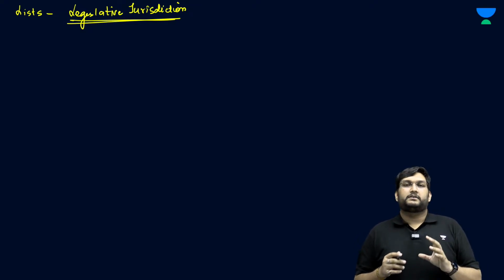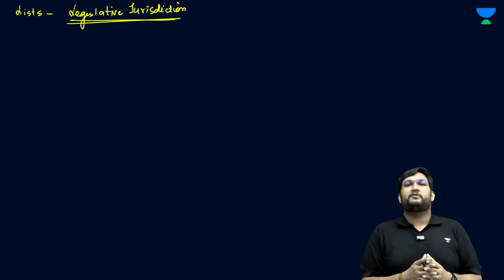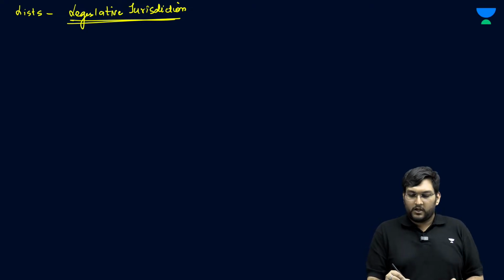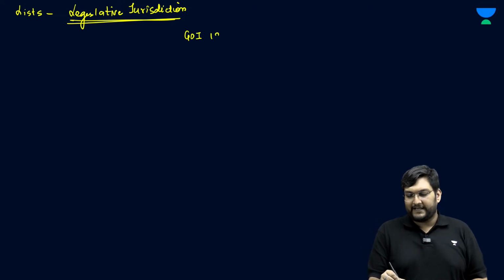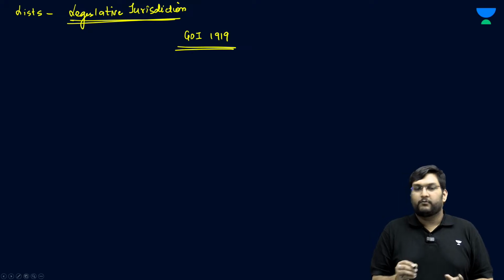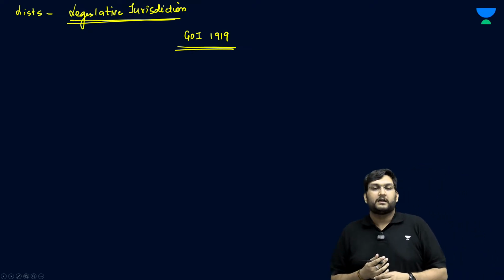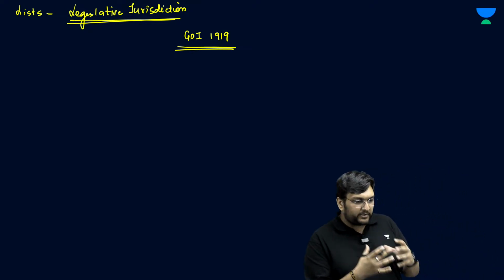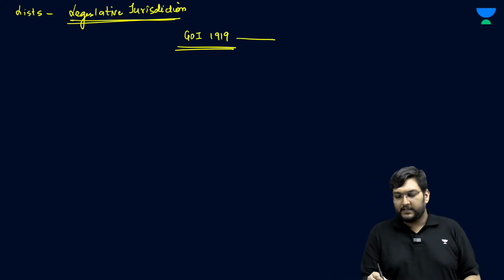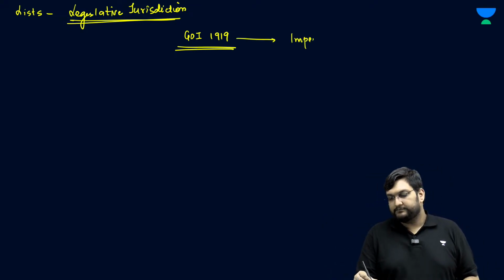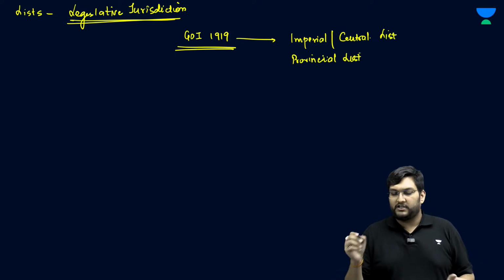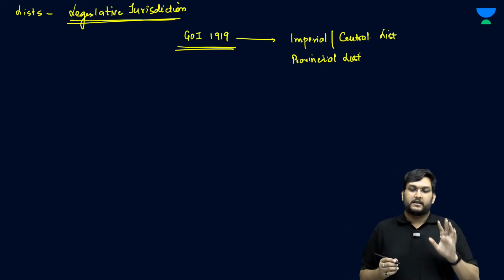Now in India, for the first time, the concept of legislative jurisdiction was introduced through the Government of India Act 1919. The Montagu-Chelmsford reforms were the ones which introduced a concept wherein the imperial, sometimes also called central, and the provincial list was created via the Government of India Act 1919.